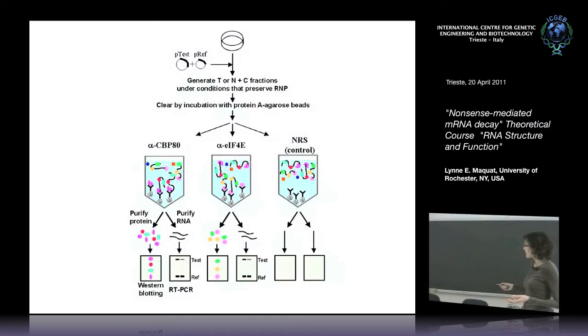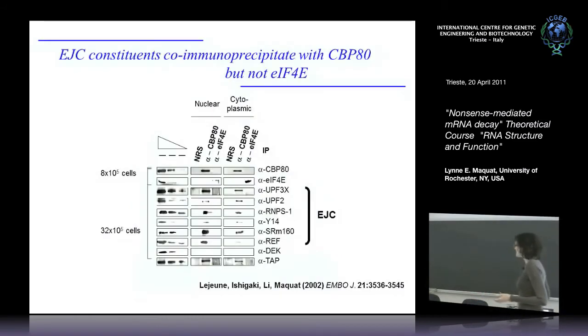These are the two cap binding proteins of newly synthesized and steady-state mRNA. They are both rabbit antibodies, so a control for nonspecific IP could be, and in our case was, normal rabbit serum. Then protein was purified for Western blotting, and RNA was purified for RT-PCR analysis. And the next slide shows a Western blot.